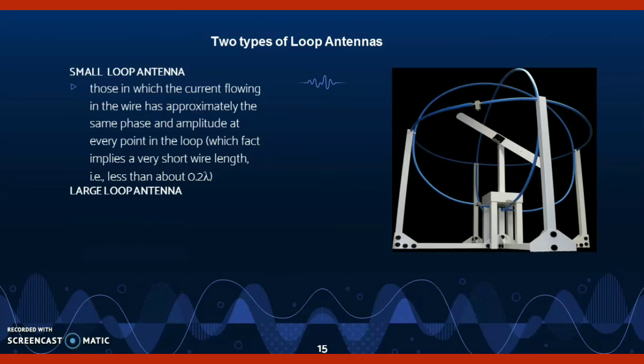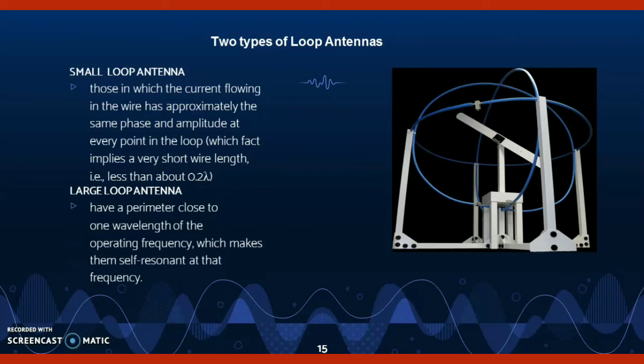So the next type is the large loop antenna. The large loop antenna has a perimeter close to one wavelength of the operating frequency, which makes them self-resonant at the frequency. So this picture is an RF300 large loop system example.